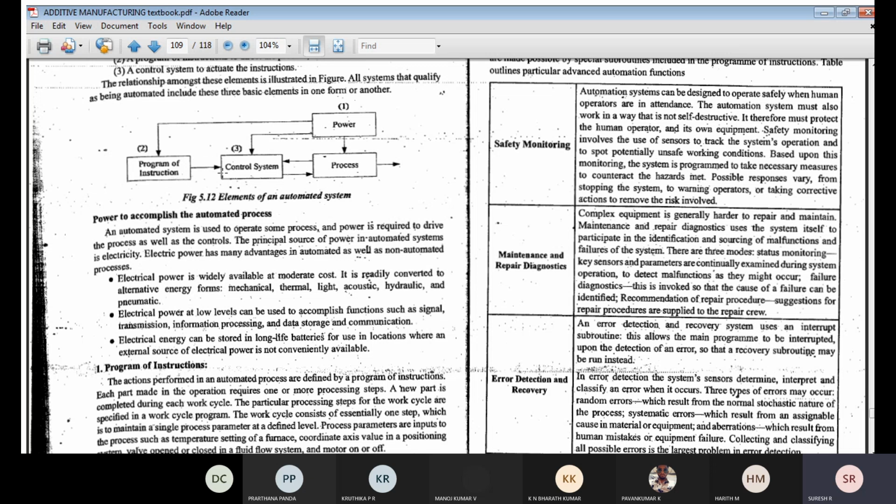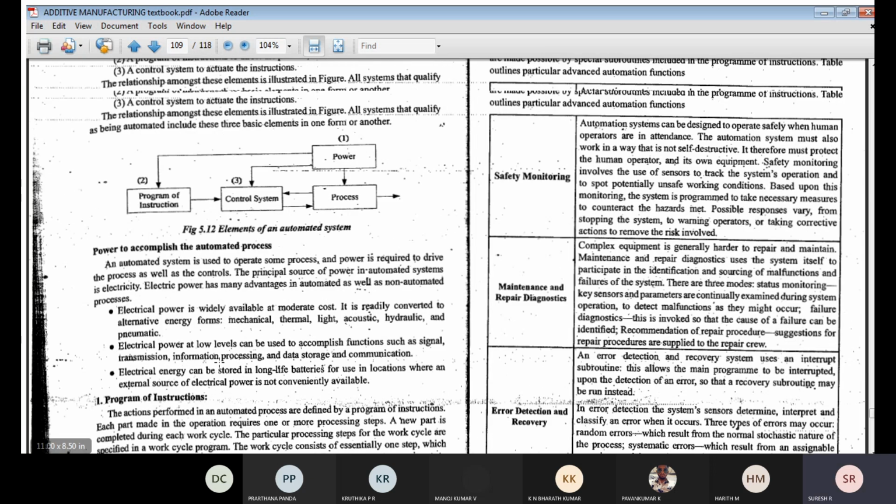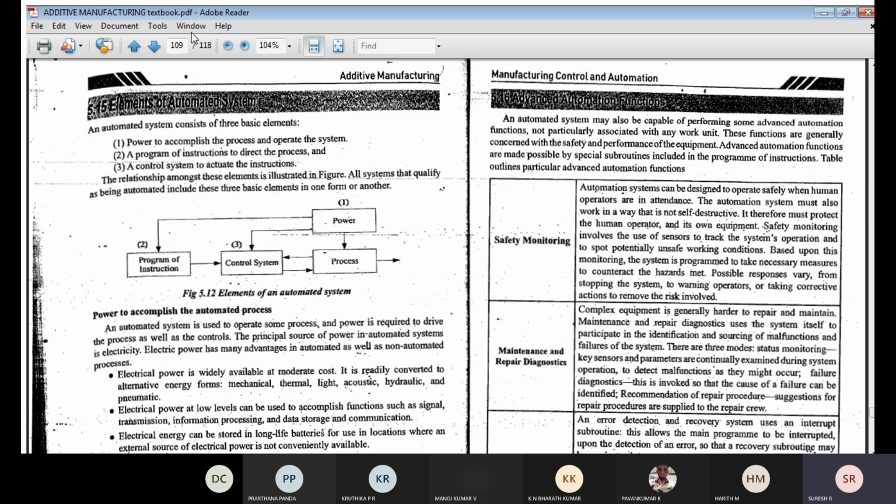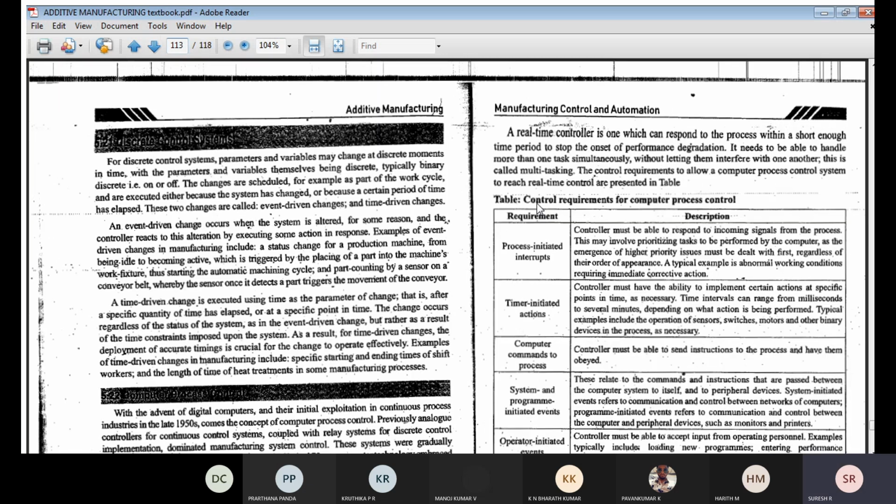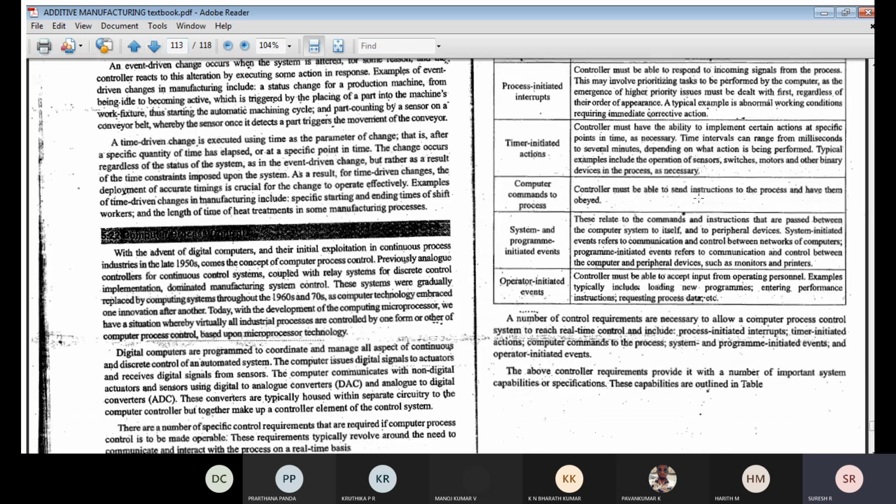The third important one is the control system. It controls where to open or where to close things inside the system. It may be a CNC system, a discrete control system, or anything else. Once the program of instructions has been entered into the system, the next step is the control system, which operates things over there. These are the basic important components of the control system. The last important topic we are going to discuss today is the control requirements of a control system.